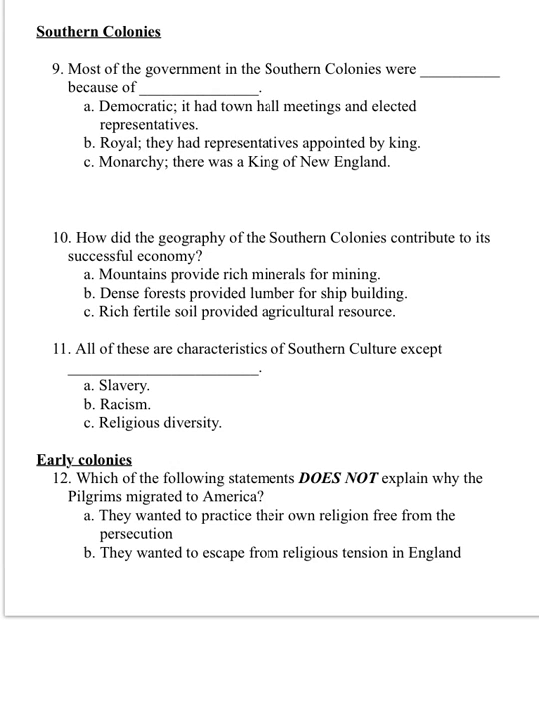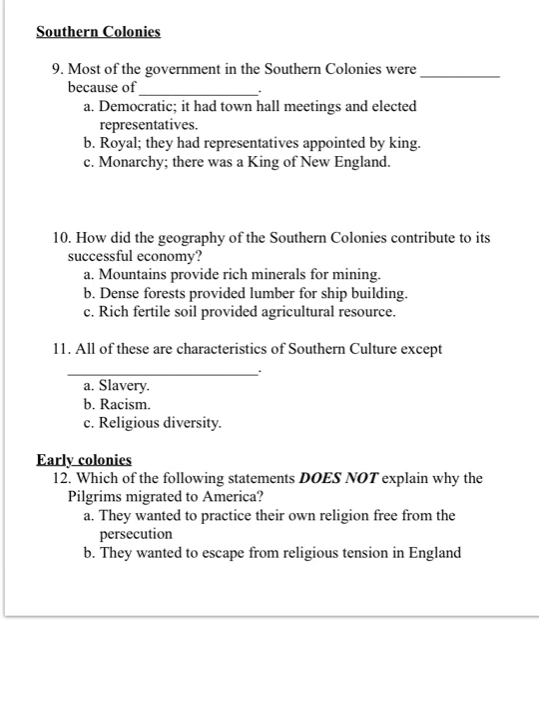most of the government in the southern colonies were democratic because it had town hall meetings and elected representatives? Is it B, most of the government in the southern colonies were royal because they had representatives appointed by the king? Or is it C, most of the government in the southern colonies were monarchy because there was a king of New England?